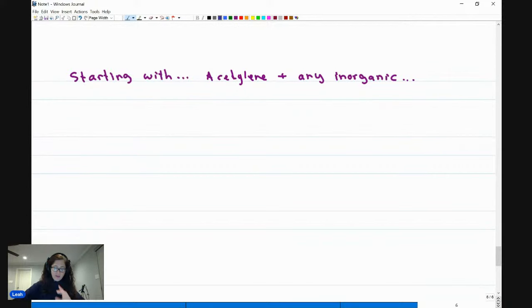Acetylene. They'll give you all sorts of conditions, plus any other inorganic reagents. Synthesize, and they'll come up with some crazy molecule. I will keep it simple just to show you the patterns, but I have some more difficult ones in the exam.